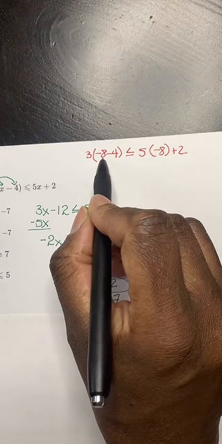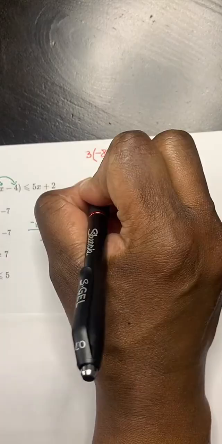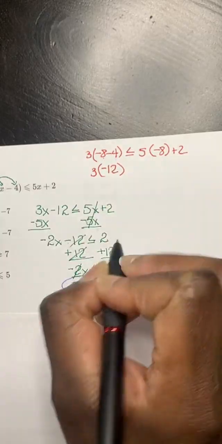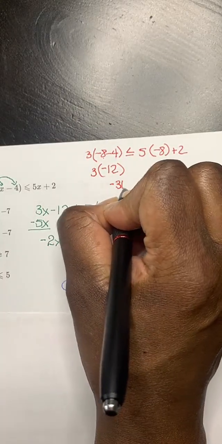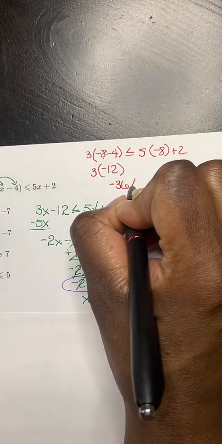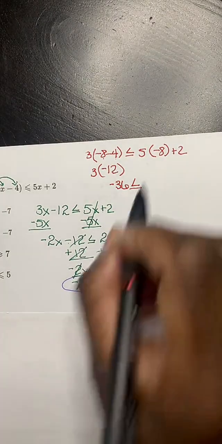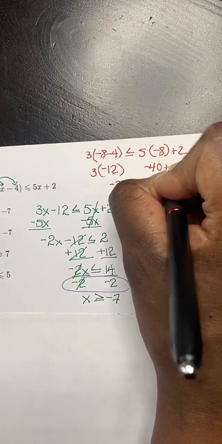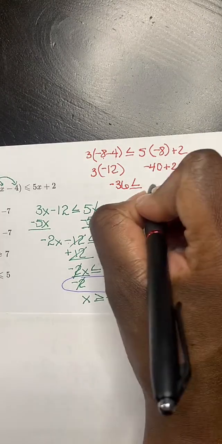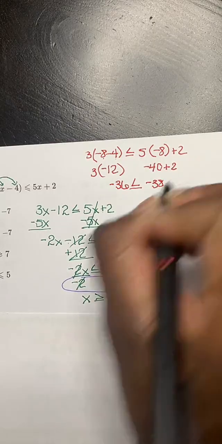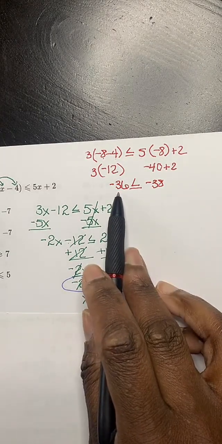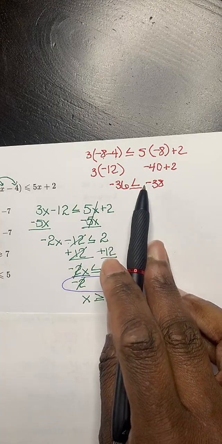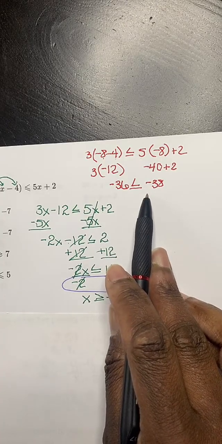Okay, so negative 8 minus 4, that gives me a negative 12. And negative 12 times 3 gives me a negative 36. Keeping my signage, so it'll be less than or equal to. Now I have 5 times negative 8, that gives me negative 40 plus 2. Negative 40 plus 2, that gives me negative 38. So we have negative 36 is less than or equal to negative 38. Is that a true statement?